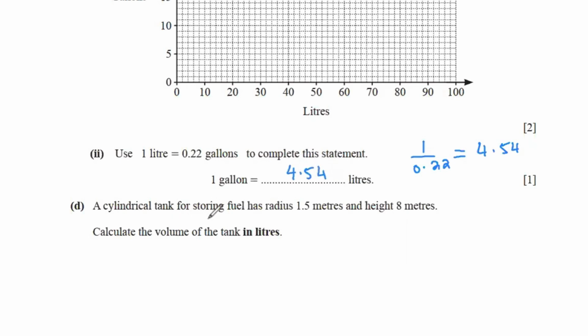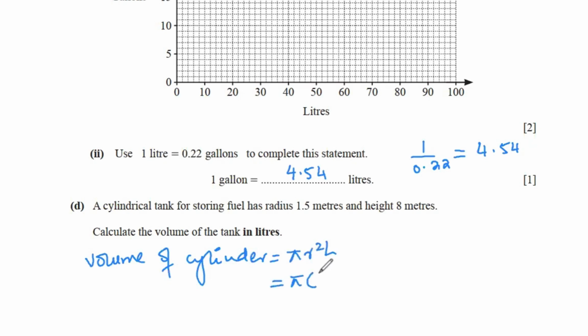Then it says a cylindrical tank for storing fuel has radius 1.5 meters and height 8 meters. Calculate the volume of the tank in liters. The volume of a cylinder is going to be pi r square h. R is given as 1.5 and height is 8. So now when you multiply these, what we get is 56.548 meter cube. They want it in liters.